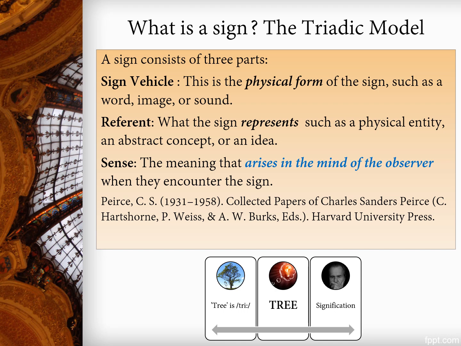And if you listen to my explanation of the dyadic model, you would have noticed that I actually use the word sense because I think this model is slightly clearer. Sense in this sense means the meaning that arises in the mind of the observer when they encounter the sign. It's the meaning, if you like. It's the actual signification in the mind.